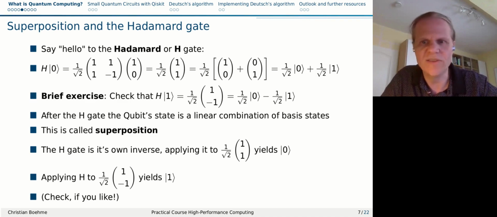Okay, I hope you convinced yourselves that this works out. One more thing we should know about the Hadamard gate is that it's its own inverse. That's the same also for the NOT gate. It means that when we apply it twice, it returns the original result. So applying the Hadamard gate to the 1, 1 vector here yields again the 0 state from which we produced it up here. And applying the Hadamard gate to the 1, minus 1 vector yields the 1 state again, which we received from the application to the 1 state. If you like, you can check that as well.